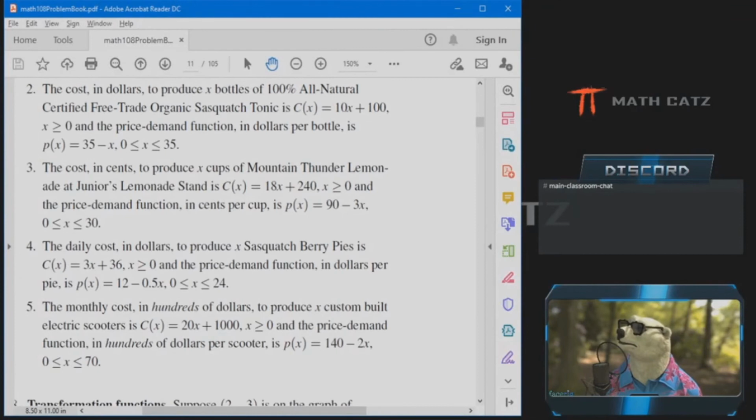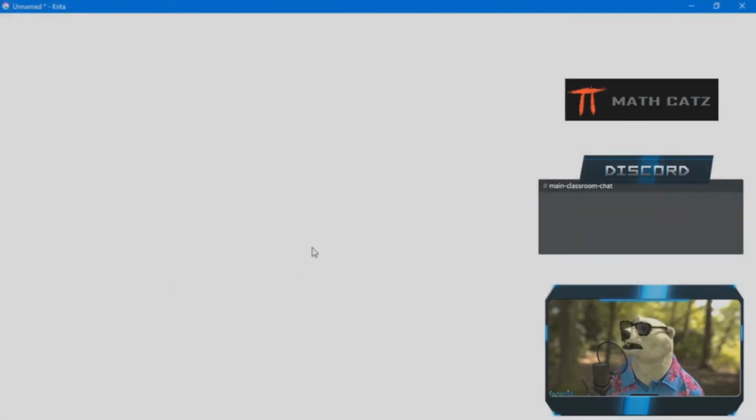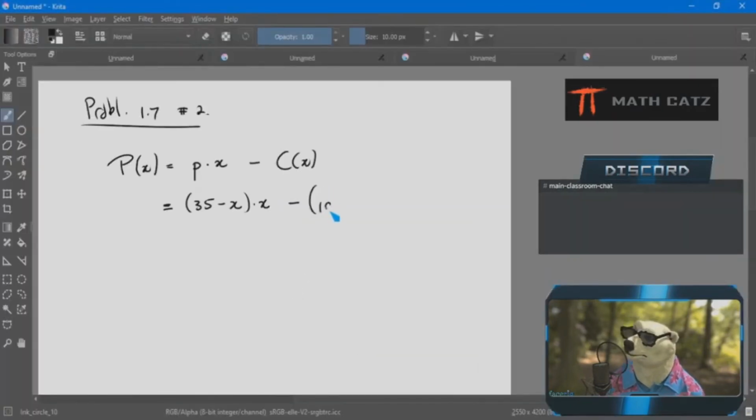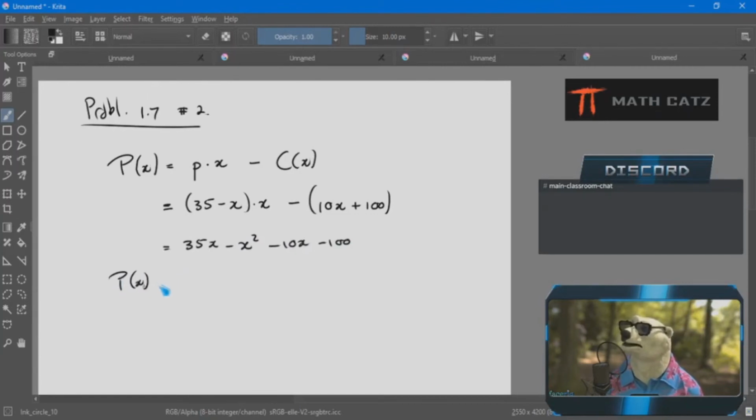What is the cost? Cost is 10x plus 100. Remembering the brackets, 10x plus 100. All right. Simplifying this, I get 35x minus x squared minus 10x minus 100. One more step for my profit function: negative x squared plus 25x minus 100. All right.